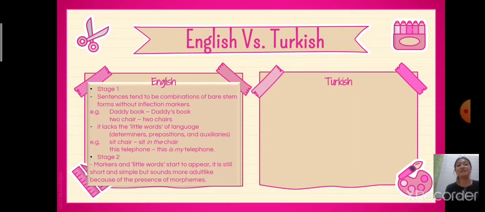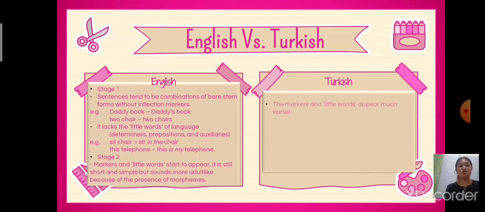It also lacks the little words of language, which are the determiners, prepositions, and auxiliaries. For example, even if the child wants to say sit in the chair, the child will just say sit chair. Or this telephone, even though the child wants to say, this is my telephone. So there is the deletion or the lacking of the real words. On stage 2 of the development of language of a child, markers and real words start to appear. So it is still short and simple, but sounds more adult-like because of the presence of morphemes.